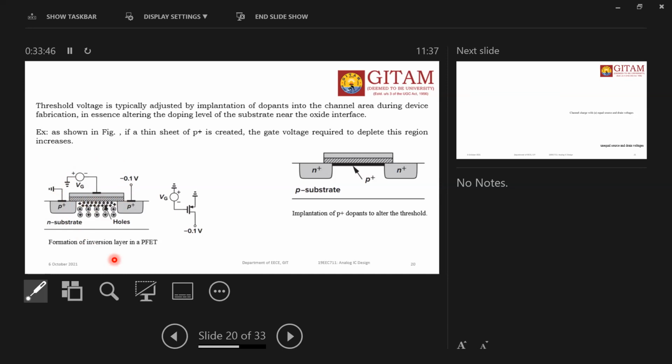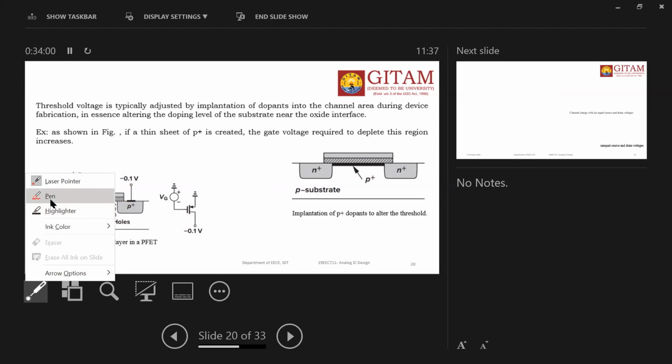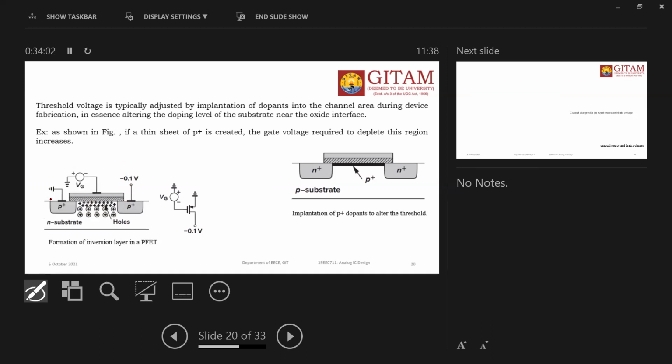So there is nothing different. The only difference is the charge carriers and the supply voltage polarity. For NMOS, the threshold voltage is positive. For NFET, VTH is positive, plus VTH. For PFET, the threshold voltage is negative, minus VTH. Okay.